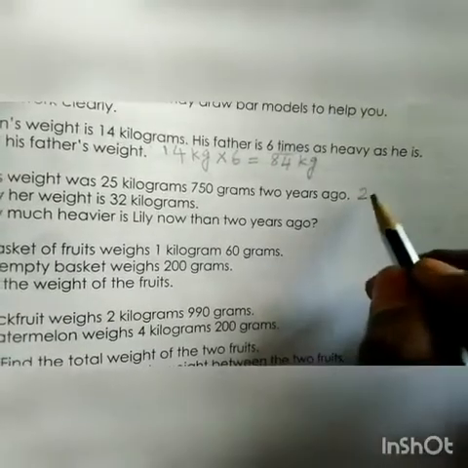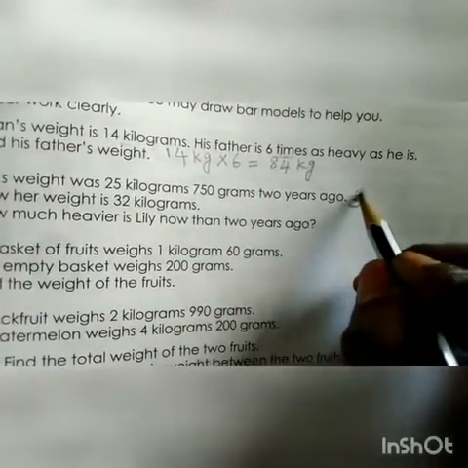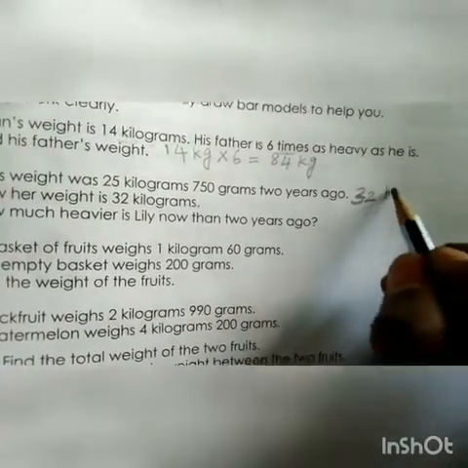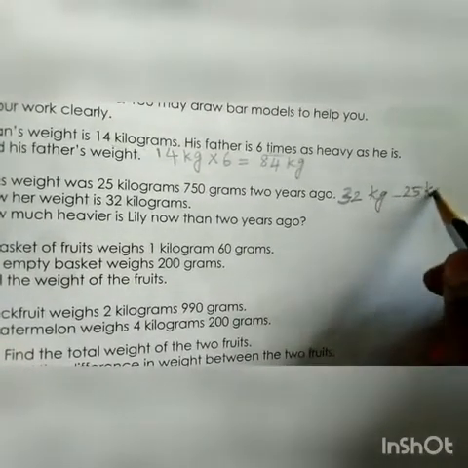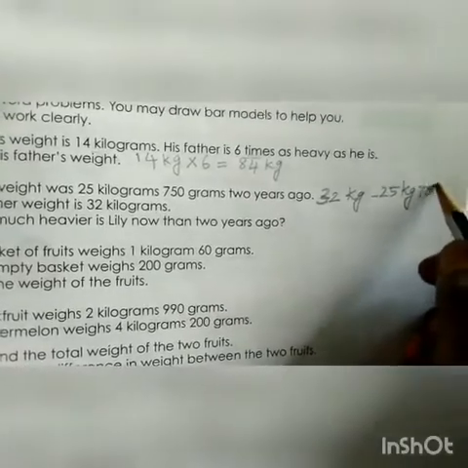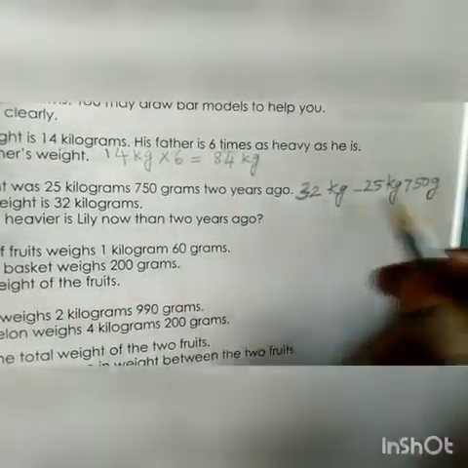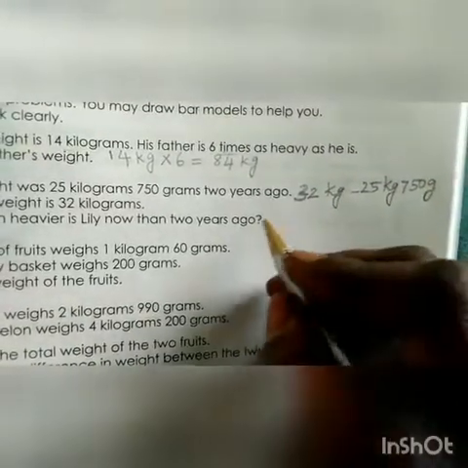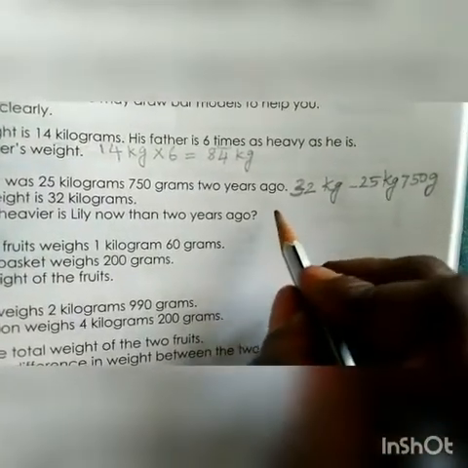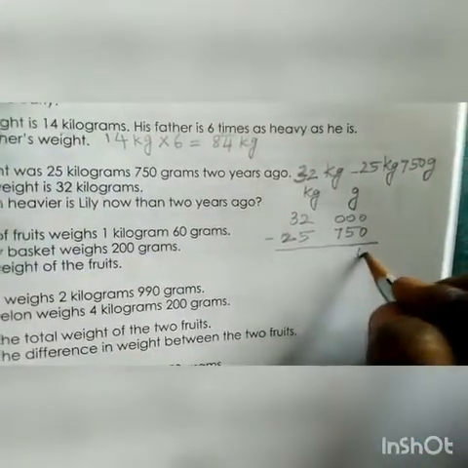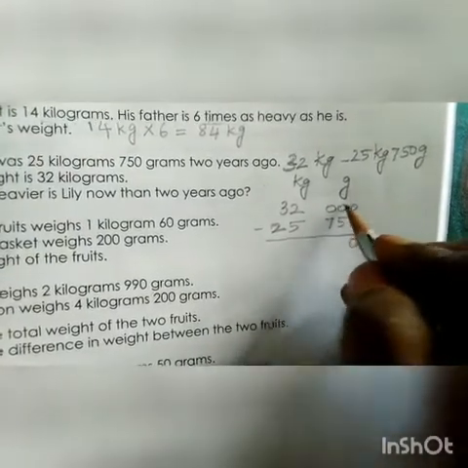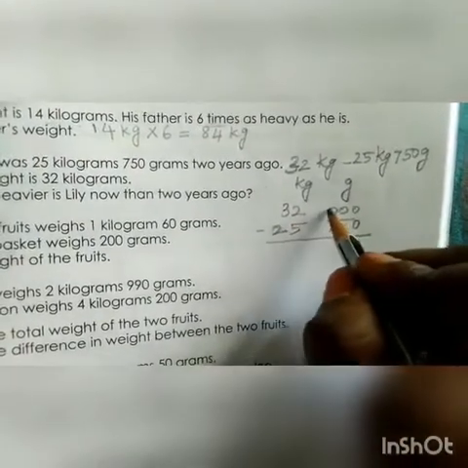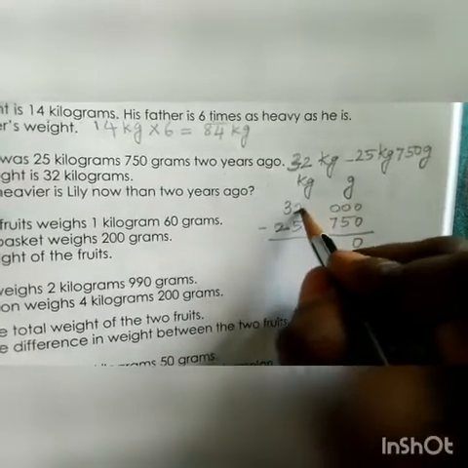That means 32 kilogram minus 25 kilogram 750 gram. So we have to subtract these two values to get how much heavier she is now. 0 minus 0, 0. So we cannot subtract 5 from 0. We cannot subtract 5 from 0. So we have to borrow from here. Here also 0. Again we have to borrow from here.